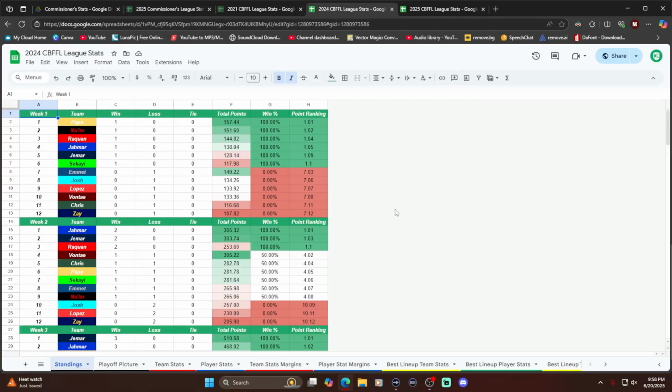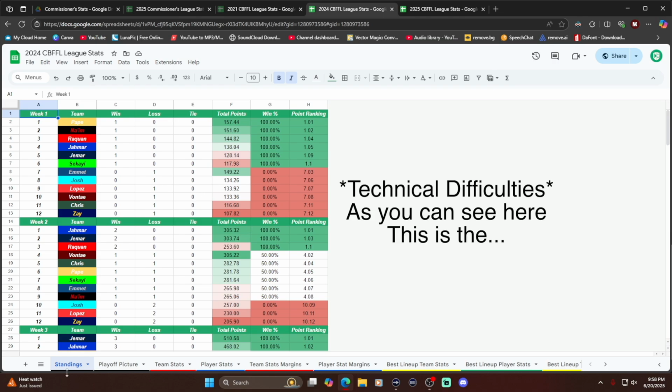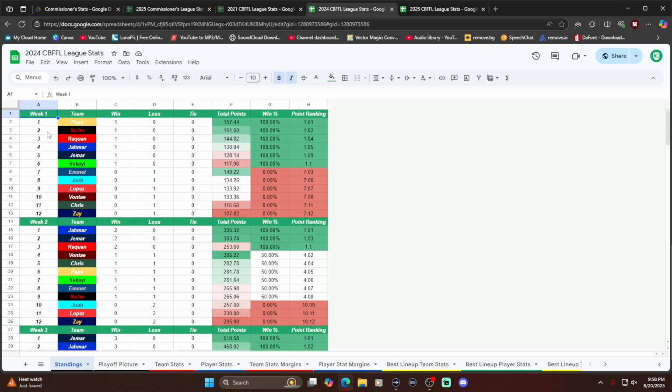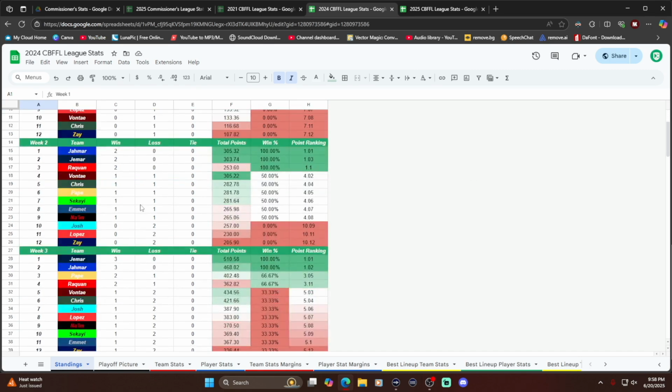Calm down. All right, let's break down this stat sheet. So here we will just be going over the 2024 season stat sheet, because it'll just be easier to look at all the stats. And as you can see, this is the standing sheet, and it's simple. It's just going week by week of the standings throughout the season.